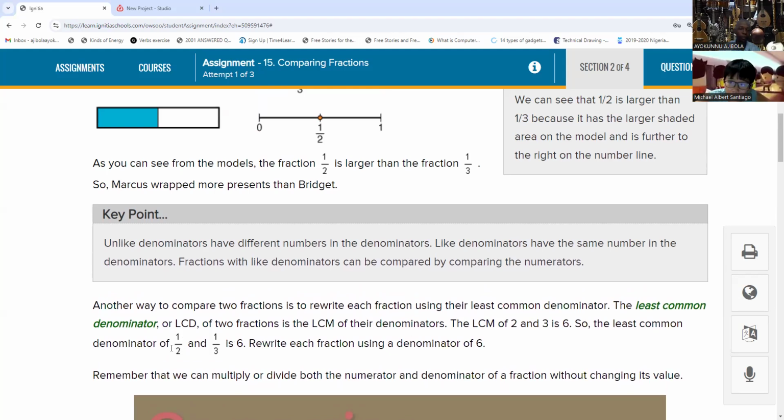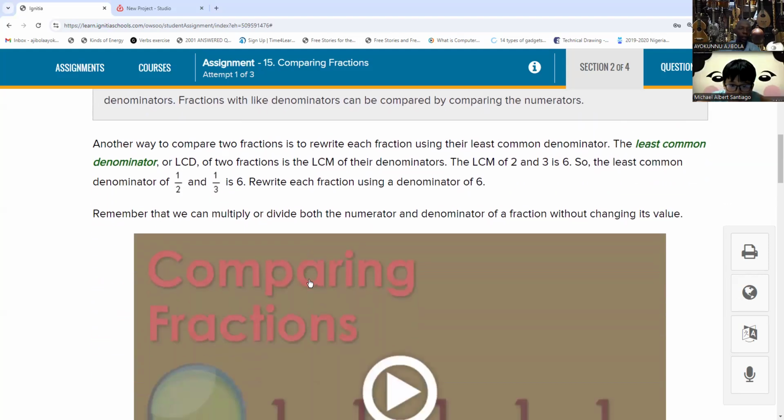For example, for 1 over 2 and 1 over 3, the least common denominator is 6. So to do that, we say 2 in 6, that is 3 above. Then 3 in 6, that is 2 above. So 3 is greater than 2. Definitely, 1 over 2 is greater than 1 over 3.